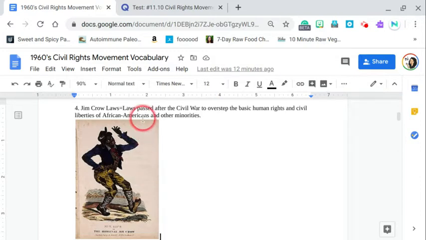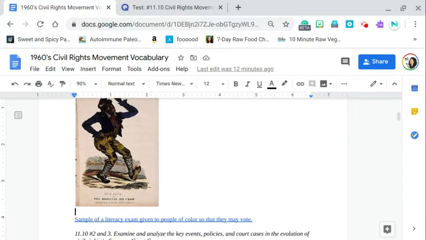Okay, so it refers to laws passed after the Civil War to overstep the basic human rights and civil liberties of African Americans and other minorities. So it mocks, it belittles, it humiliates people of color. Those are the Jim Crow laws.